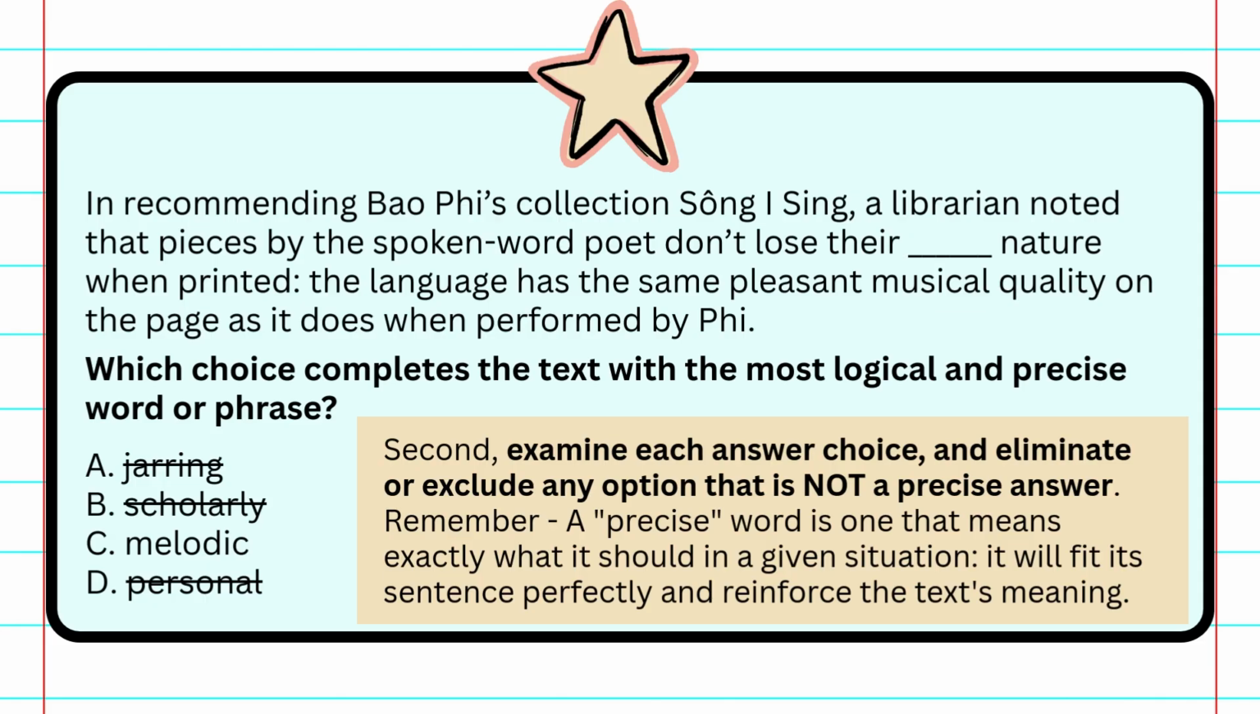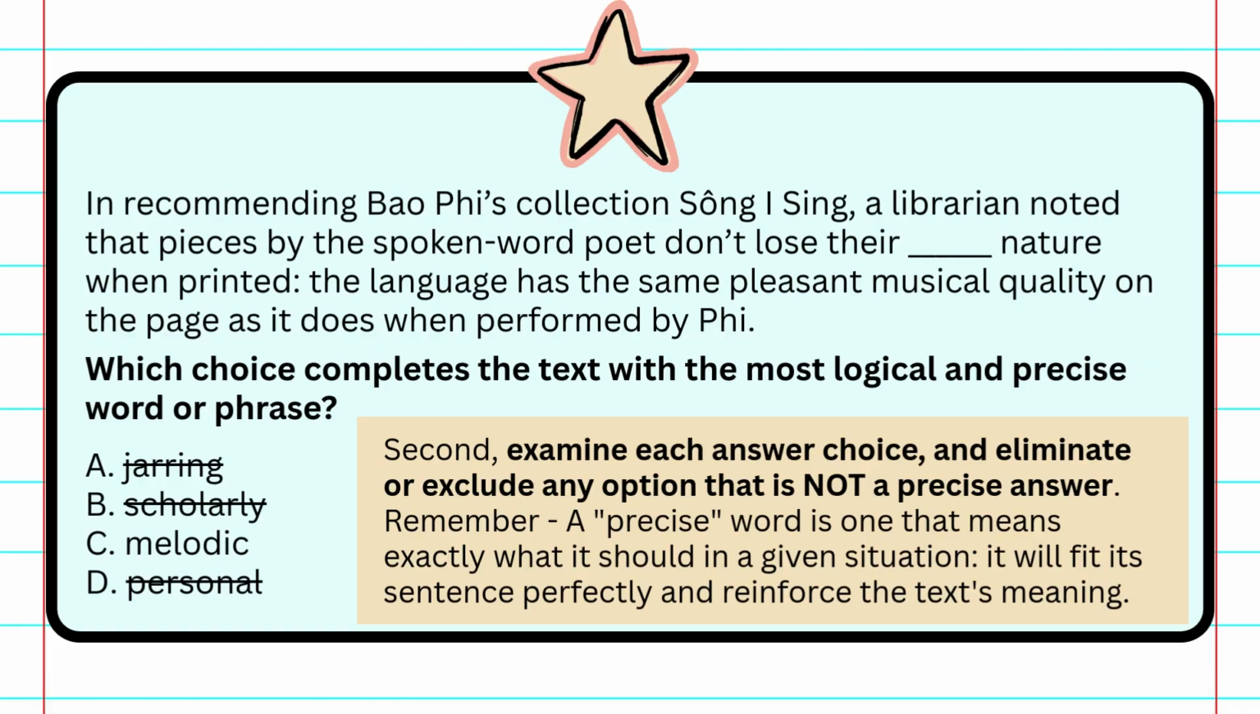After I determine the context, then determine relevant connotations of emotional words, and finally check for evidence of restatement, I can go through each answer choice to see what best fits. I know that a librarian is recommending poetry that keeps the same pleasant musical nature when read as when it's performed. Let's go through each option by inserting them in the blank. A: A librarian noted that pieces by the spoken word poet don't lose their jarring nature when printed. This sounds negative, so I'm excluding it as an option.